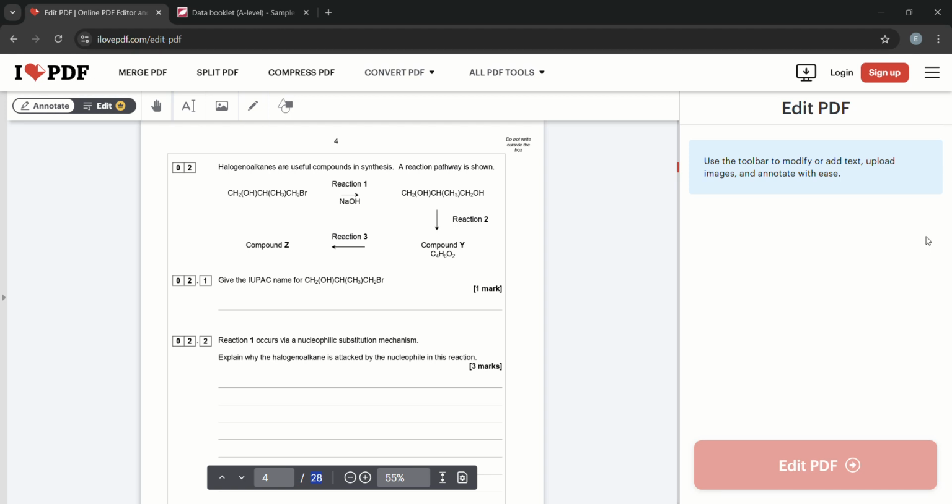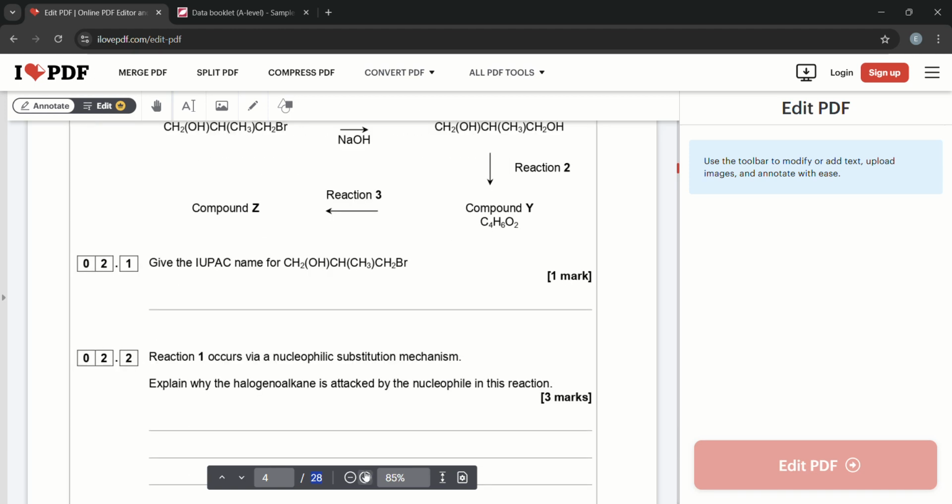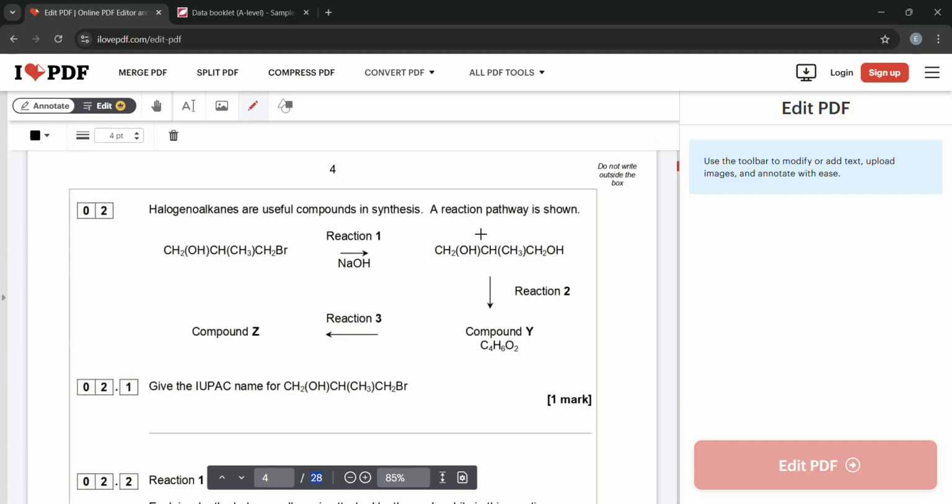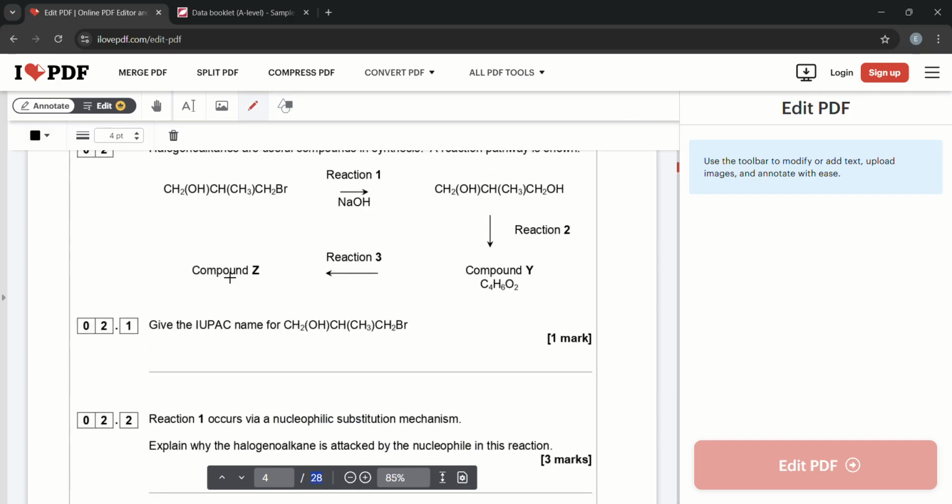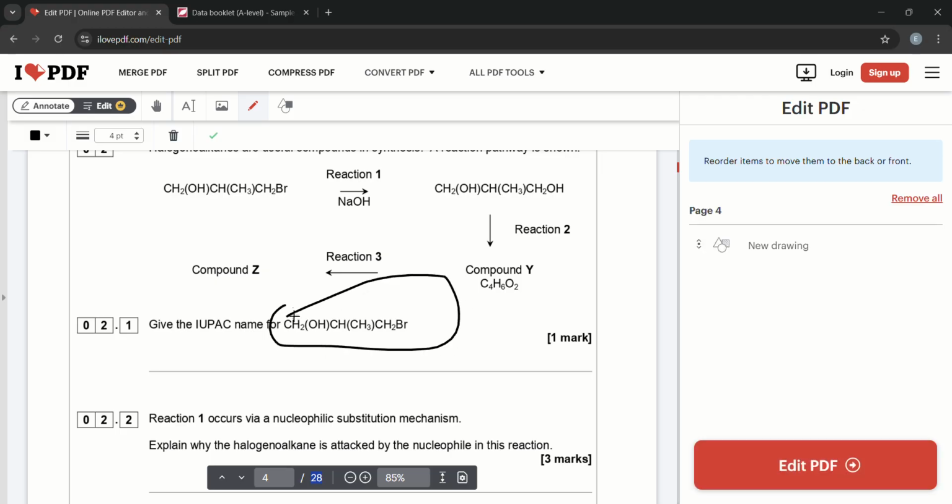Question 2. Halogen alkanes are useful compounds in synthesis. Reaction pathway shown. Give the IUPAC name for this. So we know it's going to be one carbon here, another carbon, and that's a methyl group. It's going to be propane.